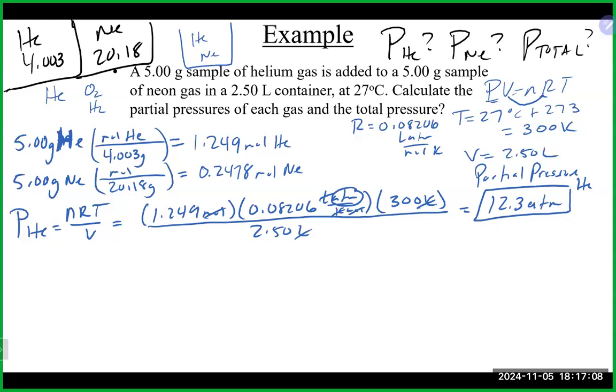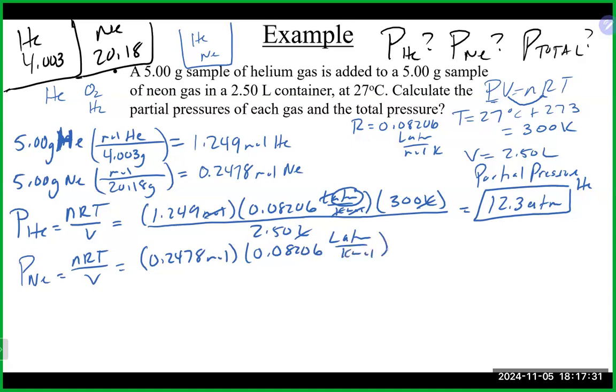Other questions? All right, we're basically just going to repeat the exact same calculation here for neon. The only difference is going to be the moles. So obviously we want to use the moles for neon, and that is 0.2478. Everything else in this calculation is going to be exactly the same because they are in the same container.